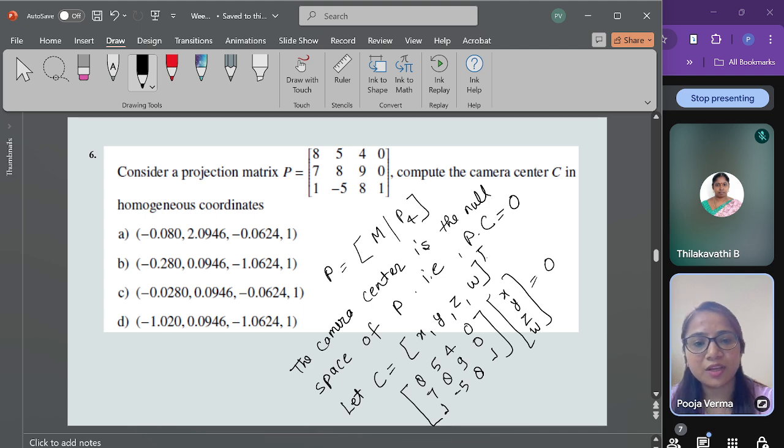So from here you will get the equations in the form of x, y, z, w. Then again you have to solve these equations. Okay, so can any one of you let me know what equations we will get here, what equations we have formed?